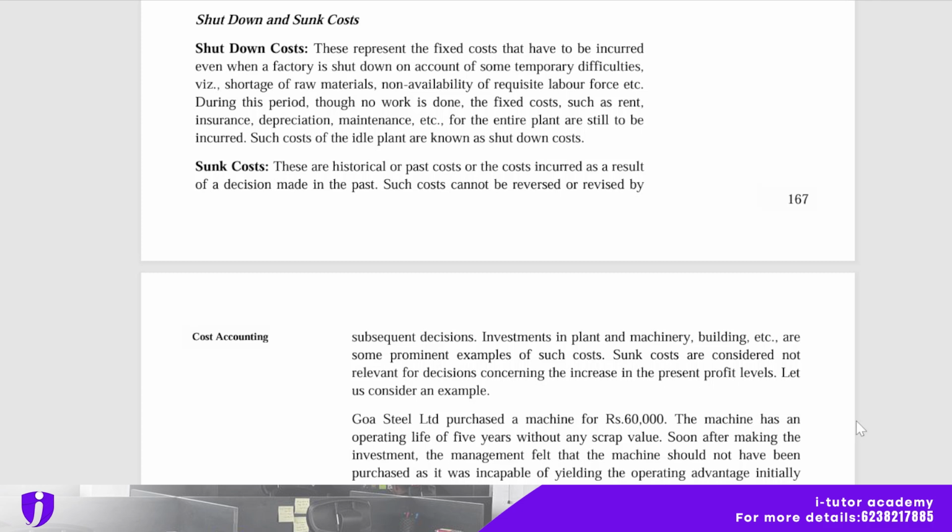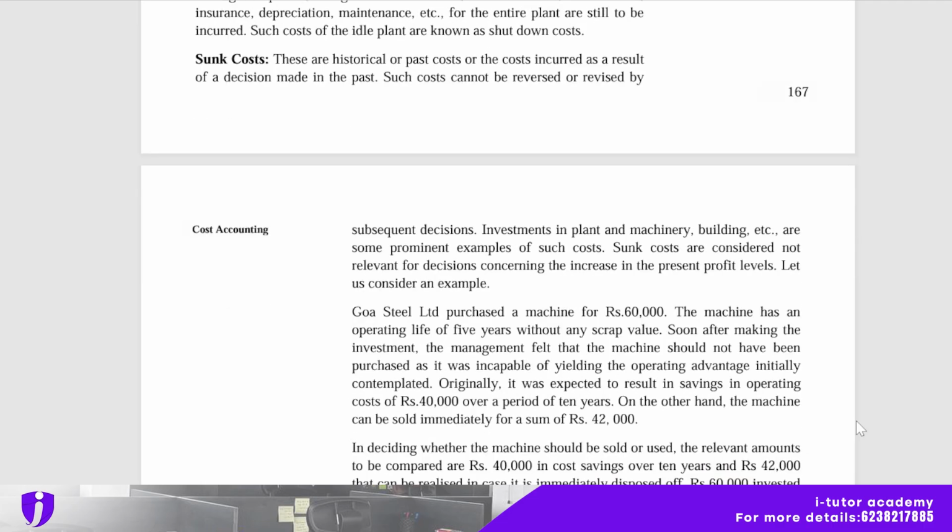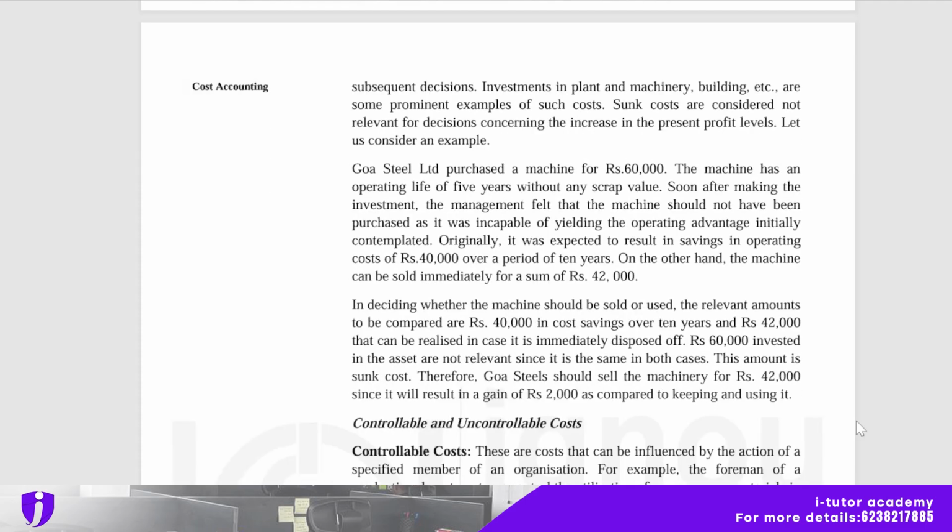for the entire plant are still to be incurred. Such costs of the idle plant are known as the shutdown cost. Sunk cost: these are historical or past costs, or the cost incurred as a result of a decision made in the past. Such a cost cannot be reversed or revised by subsequent decision.